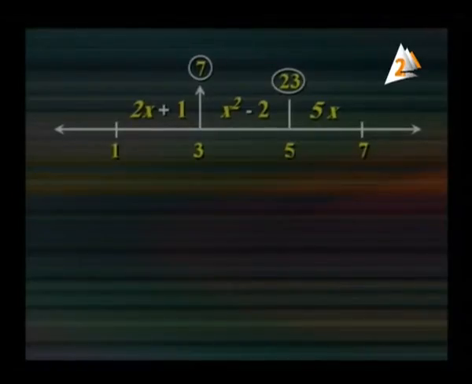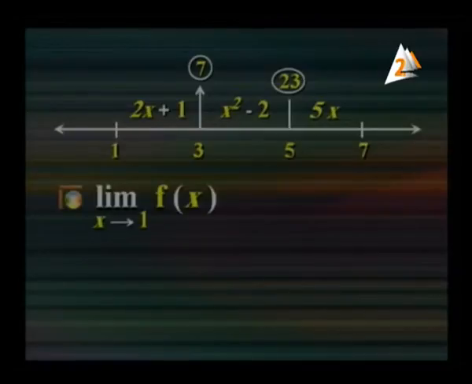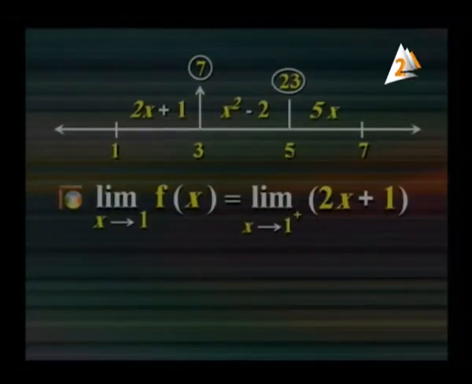When x belongs to the closed interval 3 and 5, f of x equals x power 2 minus 2. When x is between 5 and 7, f of x equals 5x. Dear student, when we find the limit of f of x when x tends to 1, the limit as x tends to 1 positive, we substitute x equals 1: 2 times 1 plus 1 equals 3.